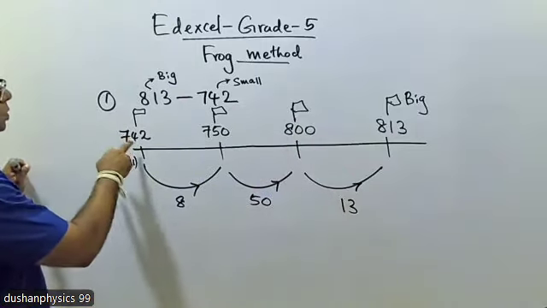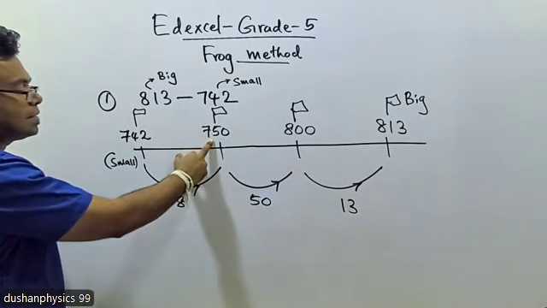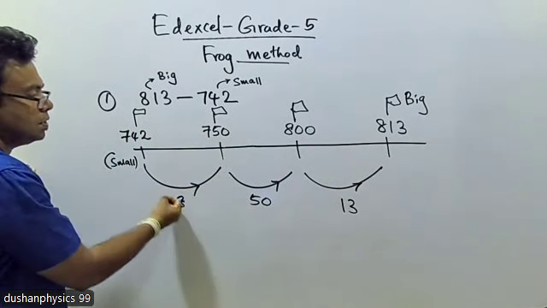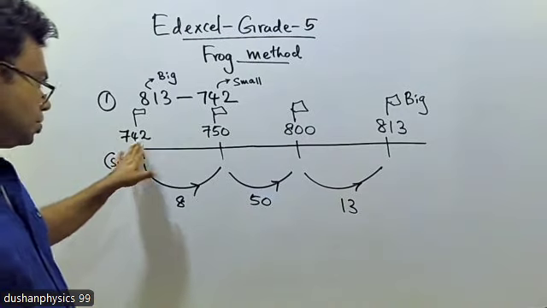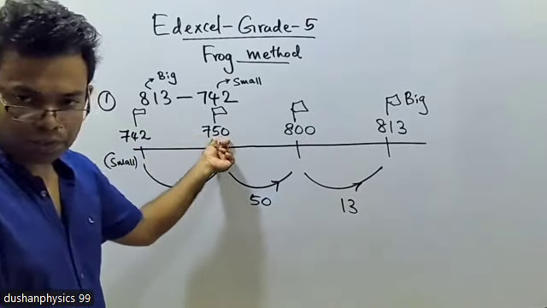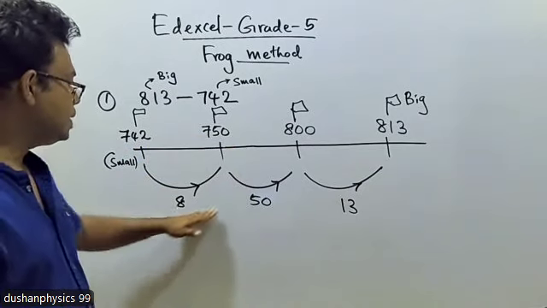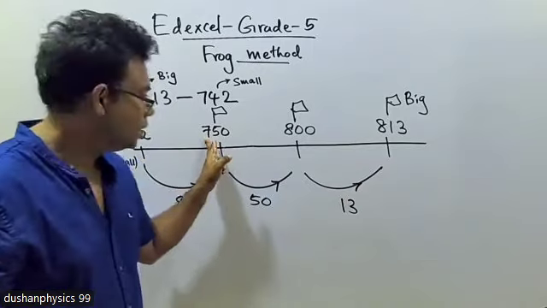So you can see 742. What is the next, the closest tens value here? The closest tens value to 742 is 750. So you have to add 8. When you add 8, you can reach 750.